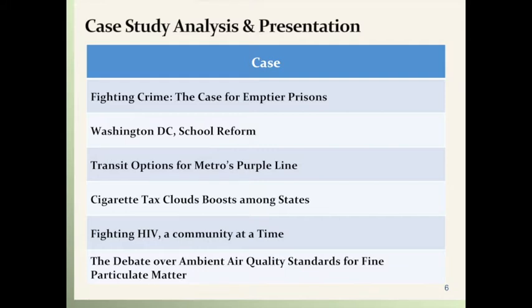So here are the cases. They're in our textbooks: fighting crime, Washington, D.C. school reform, transit options, cigarette tax, fighting HIV, and air quality.